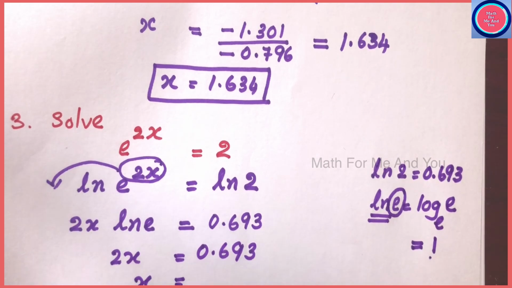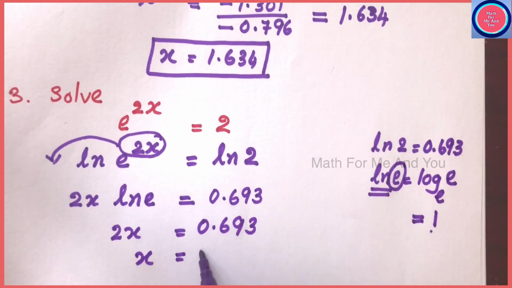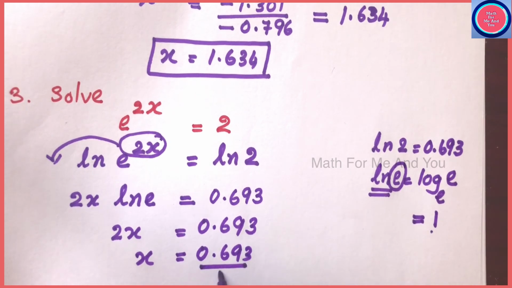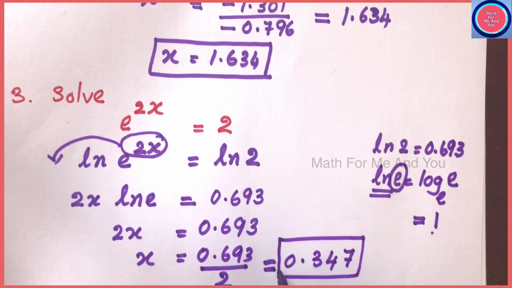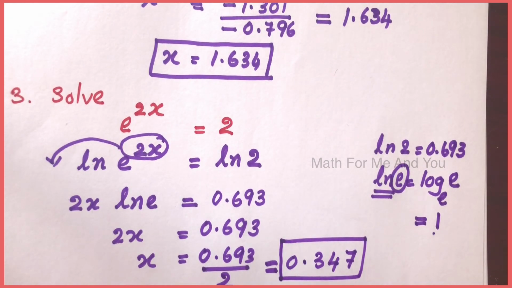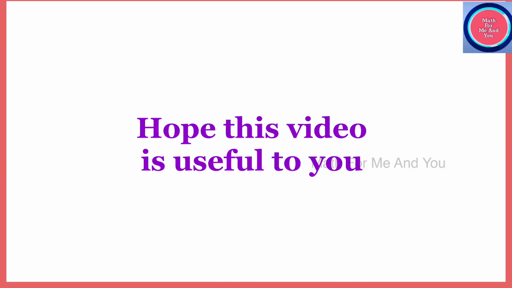How to get the value of x? Divide the right side number by 2. 0.693 over 2. The answer we get is 0.3465, so x equals 0.347. Hope you understand what we have studied about exponential equations and how to solve them.